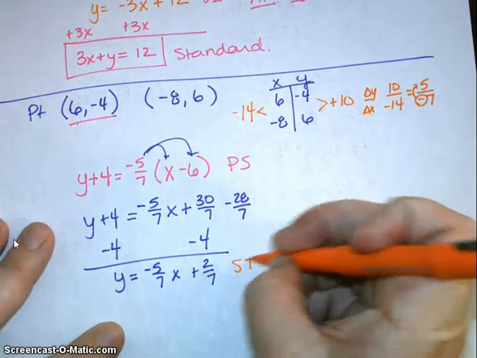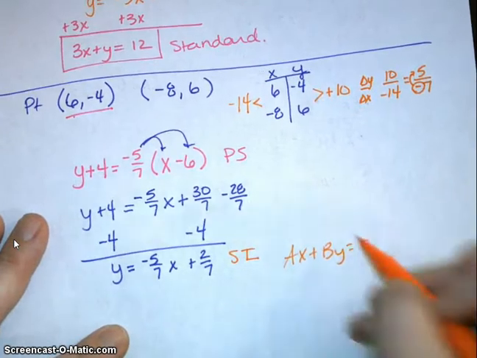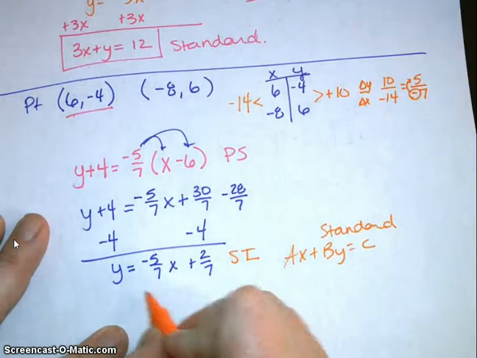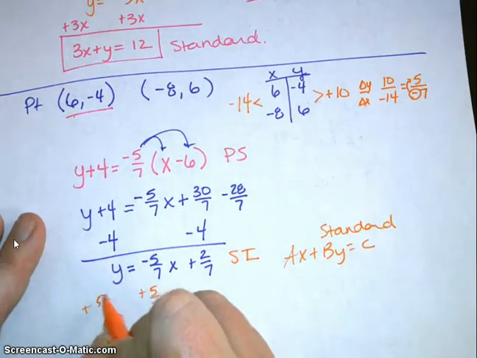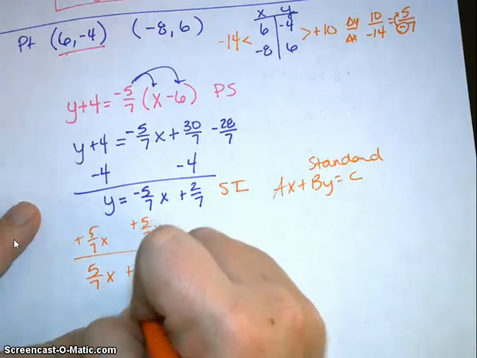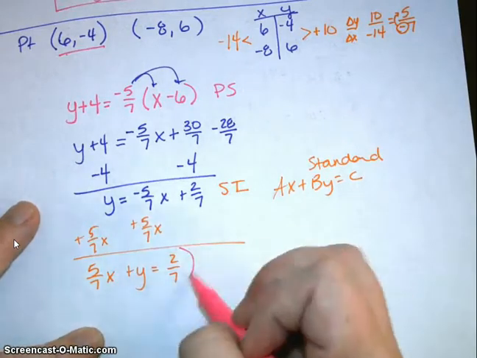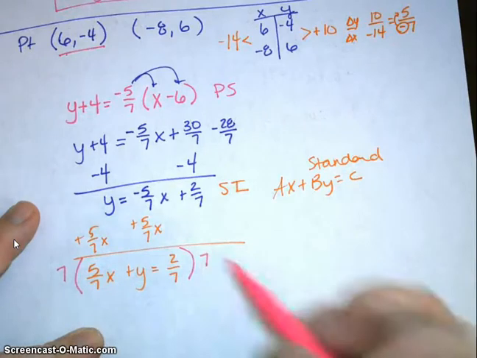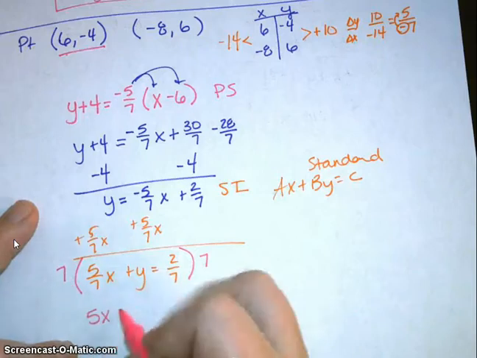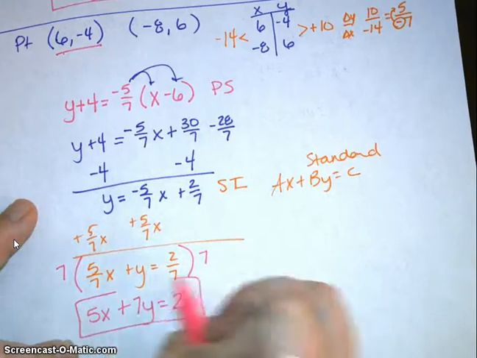This is slope-intercept form. Then I need to get the x's and the y's to the left in order to get standard form. So to do that, I'm going to add 5/7 x to both sides, which gives me 5/7 x plus y equals 2/7. A is positive, however, we have fractions. So I'm going to multiply everything through by the denominator, which is 7. The 7's cancel here. That's 5x. 7 times y is 7y equals, the 7's cancel here, so it's 2. So here is my standard form.